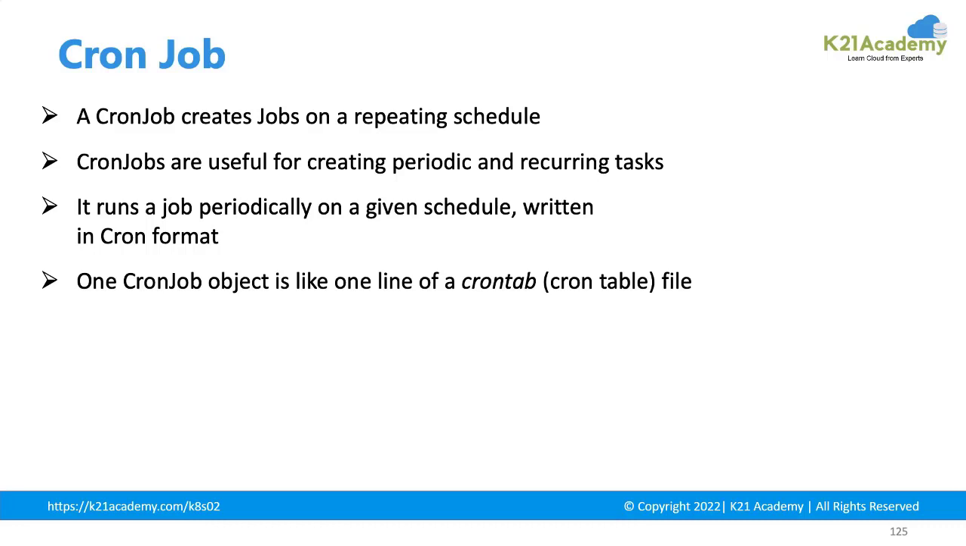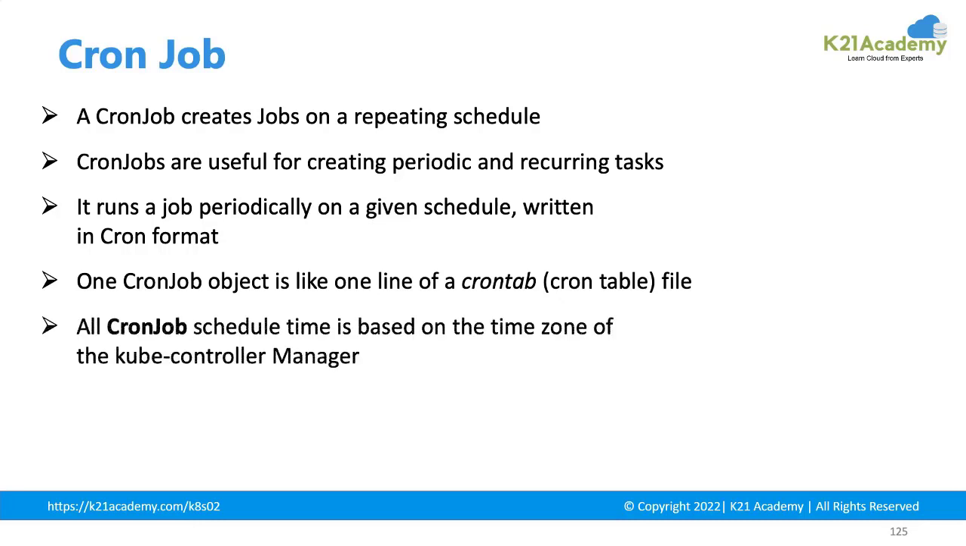In Linux we used to have something called a cron job. So you can think, if I have any periodic job that needs to be scheduled, I can write that in a cron format. And the cron job controller takes the responsibility of scheduling the job on a recurring basis and getting the task executed. So here one cron job object is like one crontab file, which we used to have in Linux.